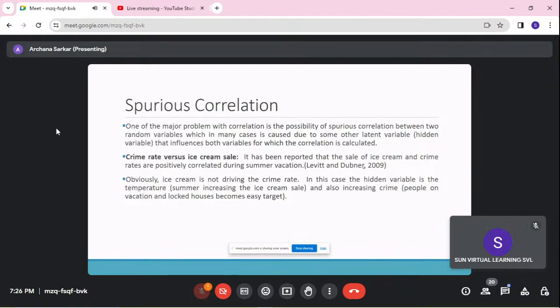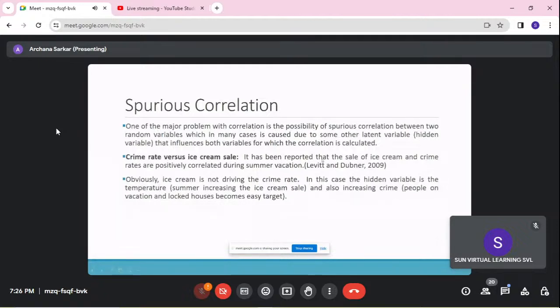But what is spurious correlation? Here you can see that because of some other latent variable or hidden variable that influences both variables for which the correlation is calculated. Now, when we run it for certain kinds of variables, we find that because of some other variable, a relationship exists between these two variables, like the sale of ice cream and the crime.